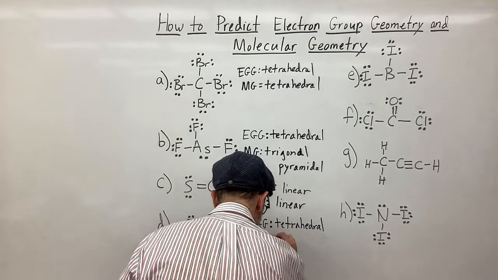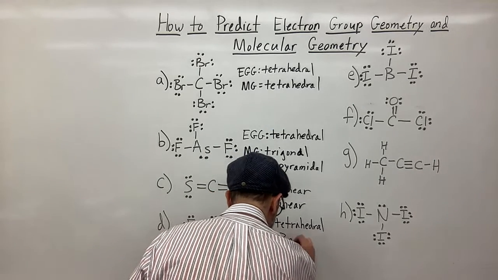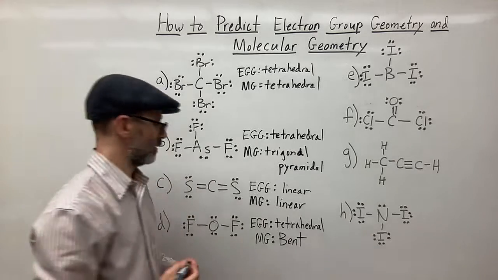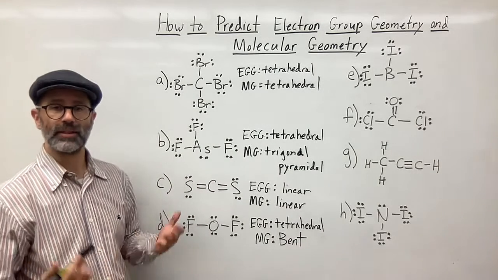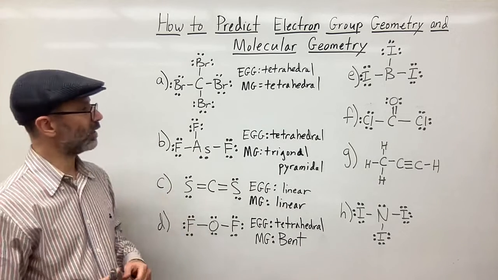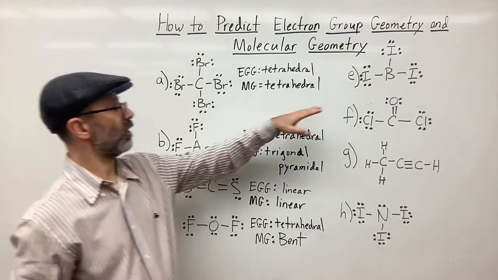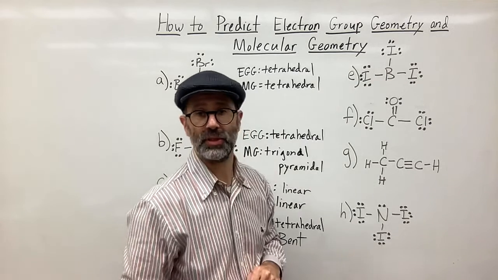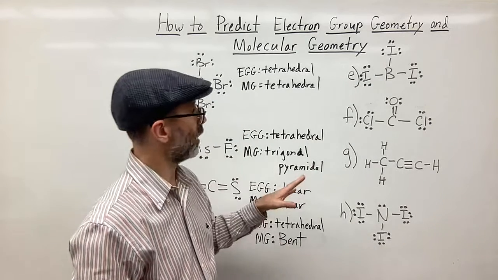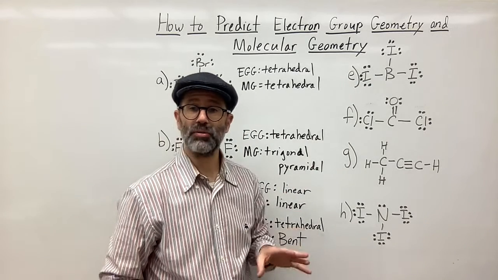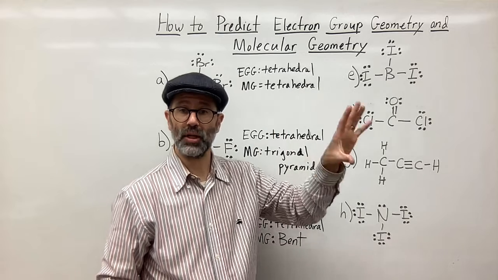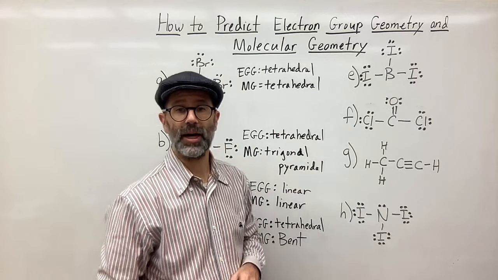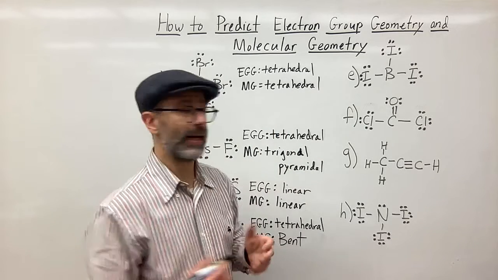Molecular geometry is bent. Okay, so far so good. Let's go to the next one. So here we have 1, 2, 3 bonding groups. So no lone pairs. So for the electron group geometry, you go to the total electron groups of 3, and there you'll find trigonal planar.